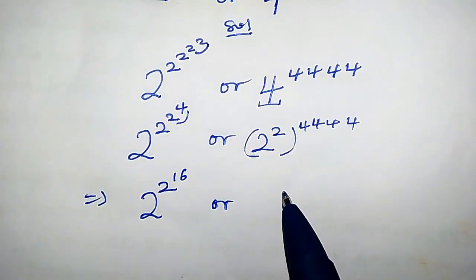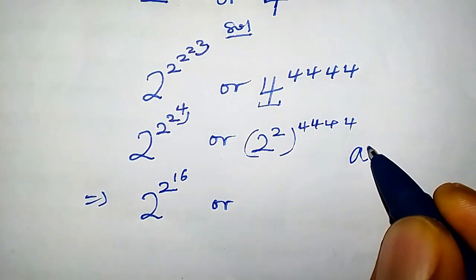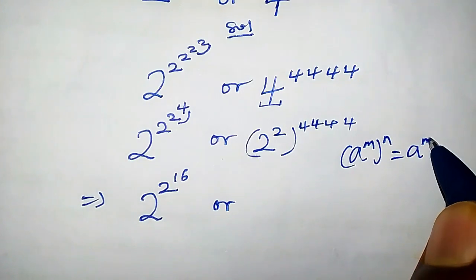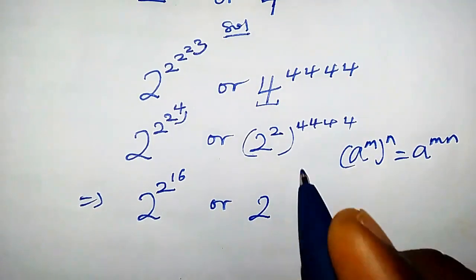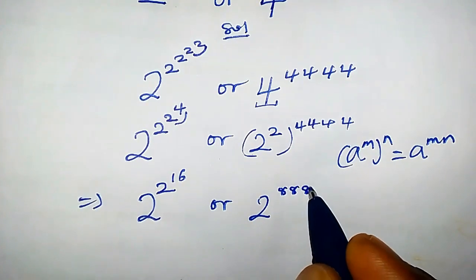Or, now, let's recall the laws of indices properties. Whenever we have a raised to the power m, all raised to the power n, we can write it as a raised to the power mn. So we are going to multiply the powers. So we're going to have 2 times 4^4, that is 8^8.